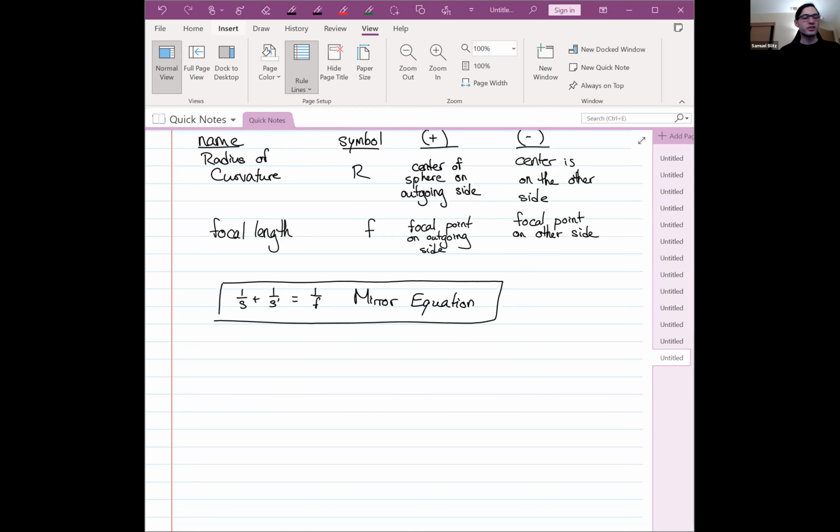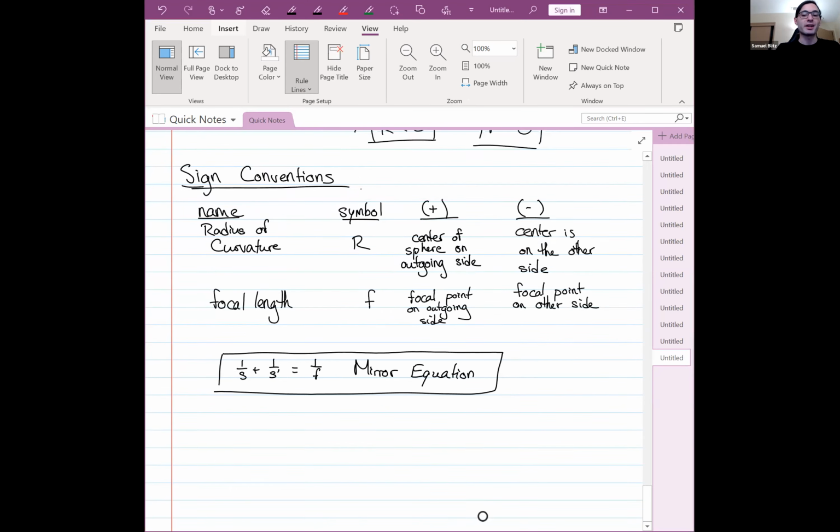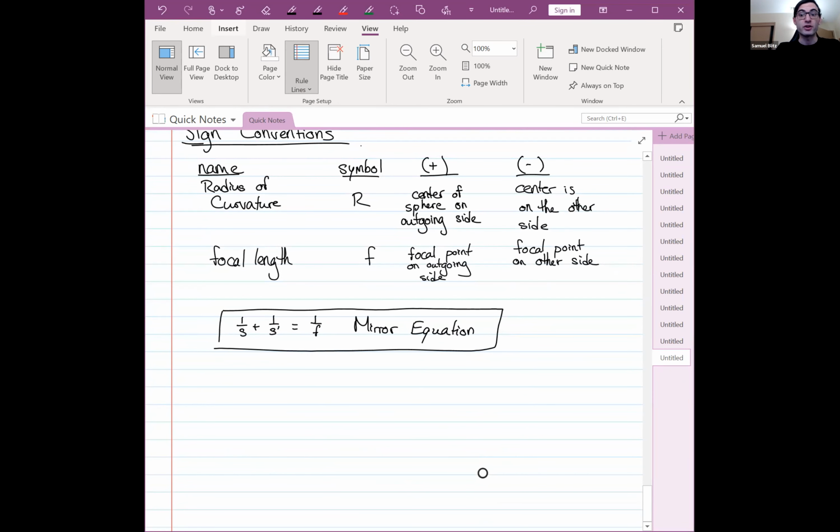Just as a note, because we could do the ray tracing for the convex mirror: the way that we found the magnification for the concave mirror was by doing this ray tracing using similar triangles. The same holds true here. The magnification obeys the same formula.